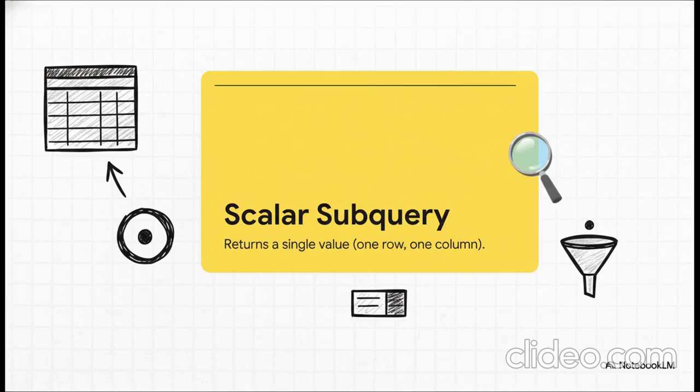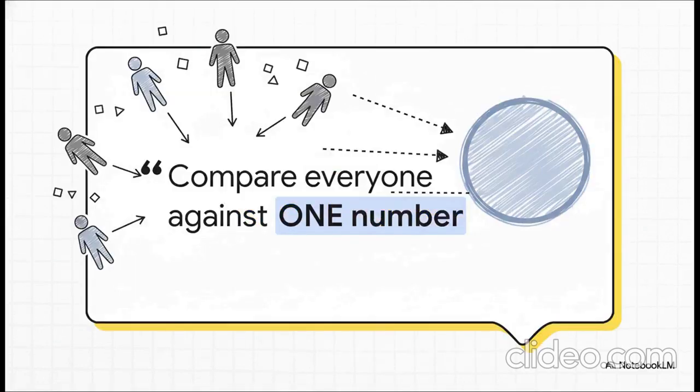Think of it like this. It's taking a whole table of data or some complex calculation and just boiling it all down to one single definitive number. So, here's the part that's going to make this click: the mental model. For a scalar subquery, I want you to think, I need to compare everyone against one specific number. This could be the average salary, the maximum sale price, whatever. It's always a one-to-many comparison against a single benchmark.